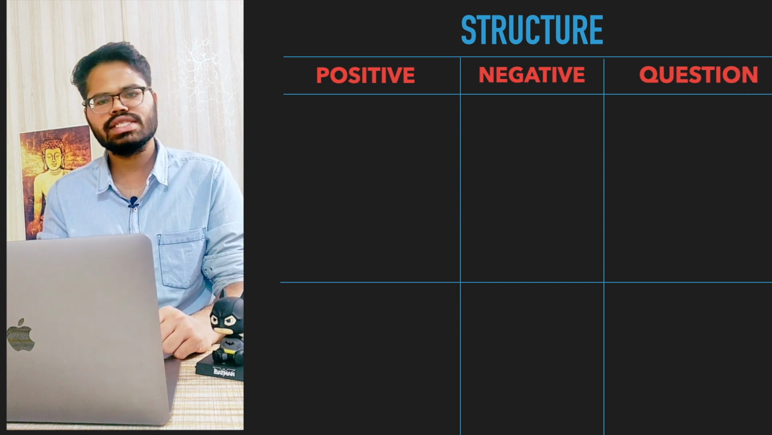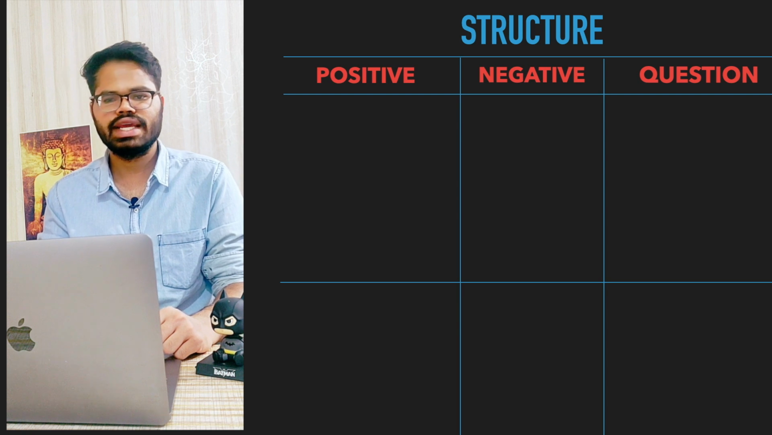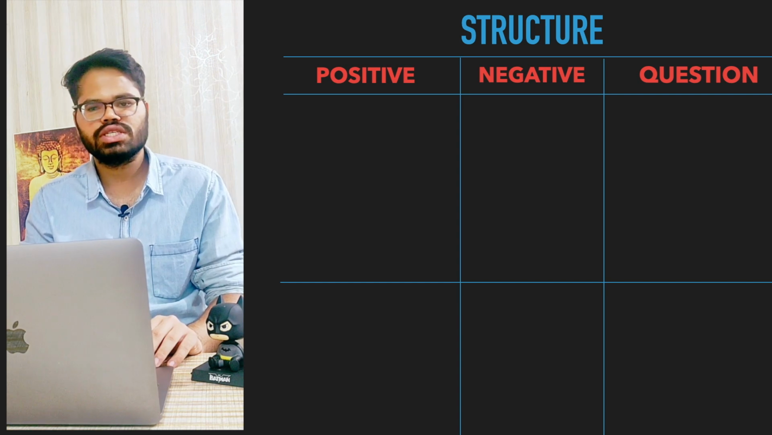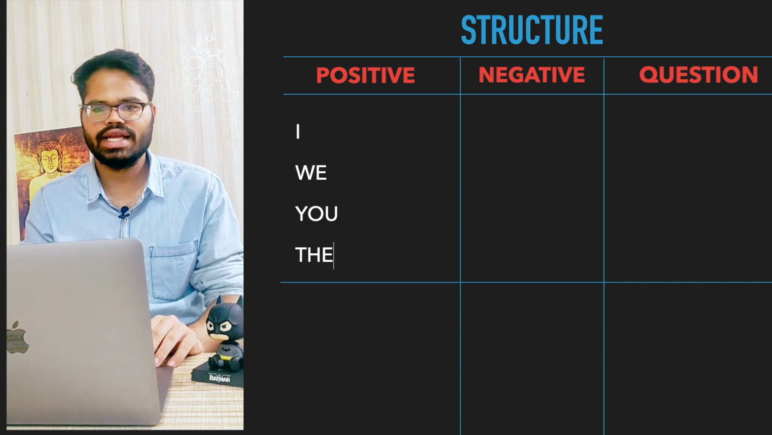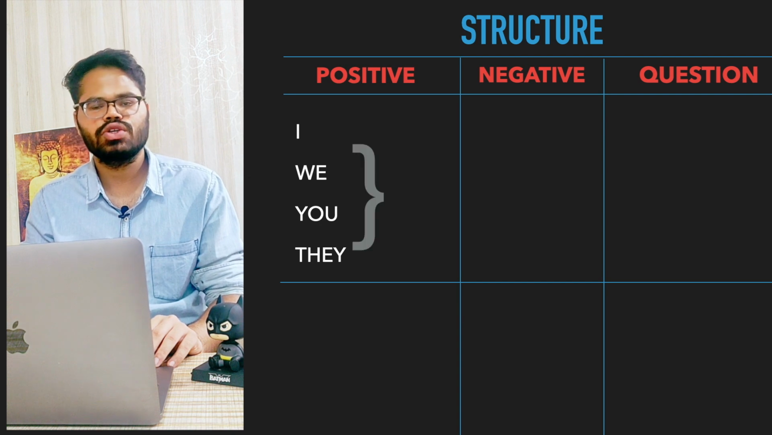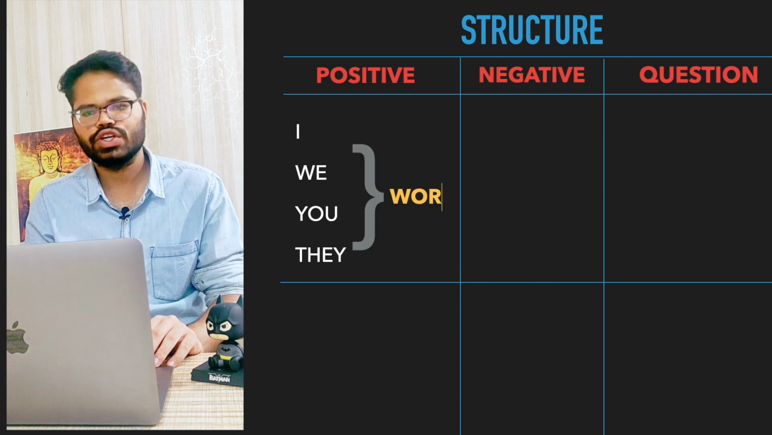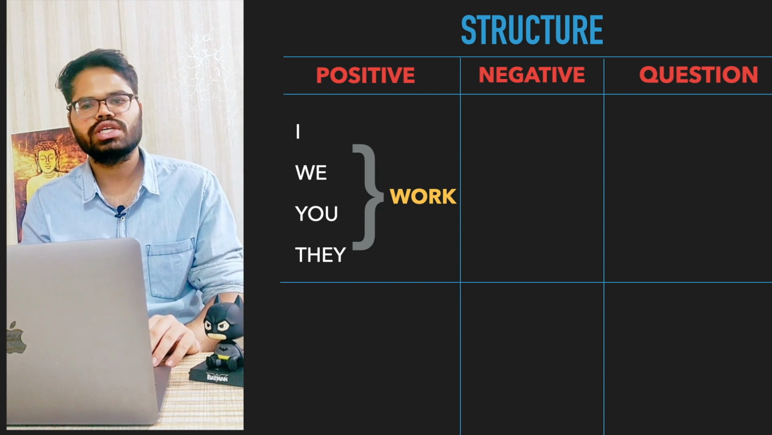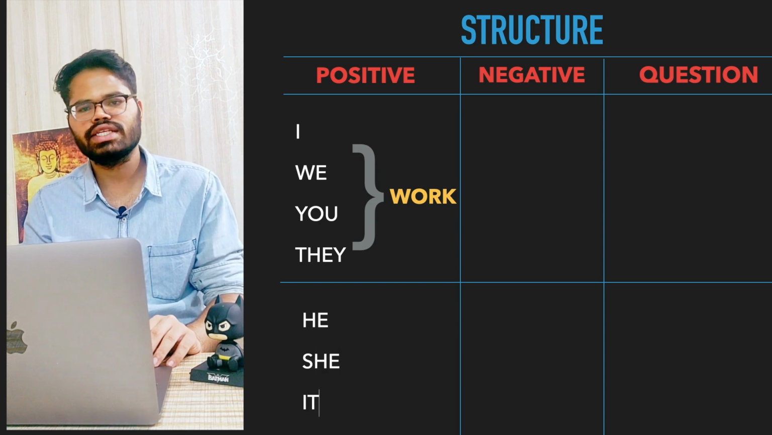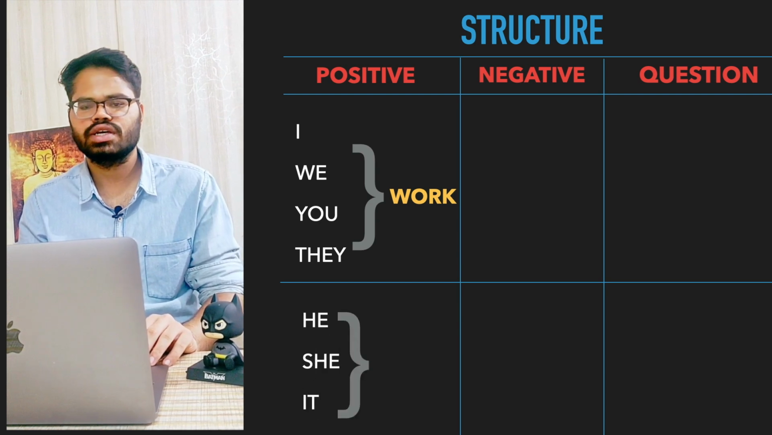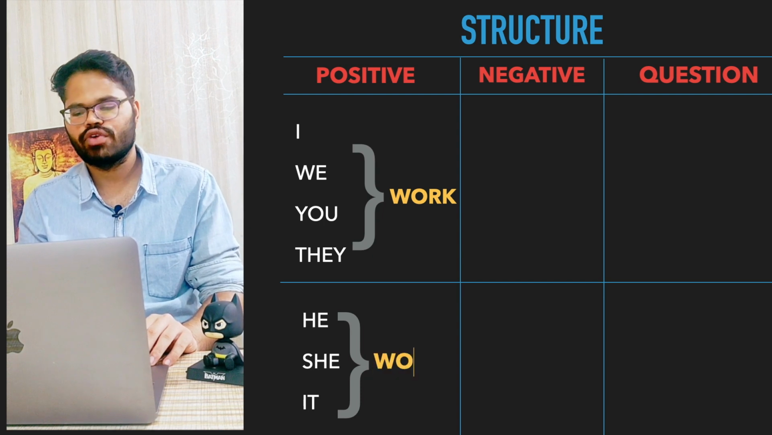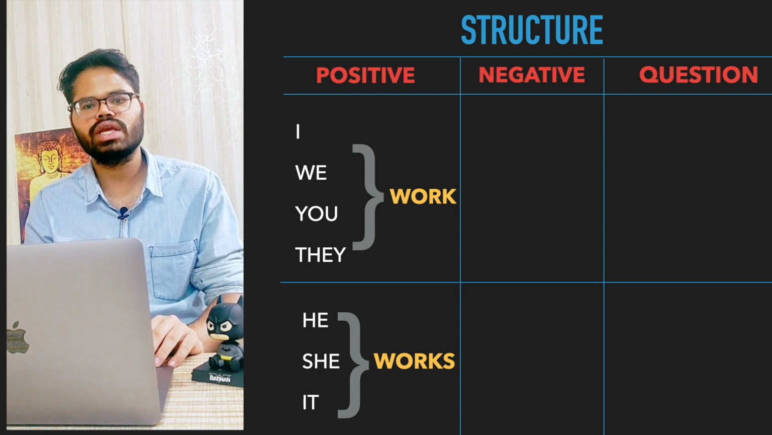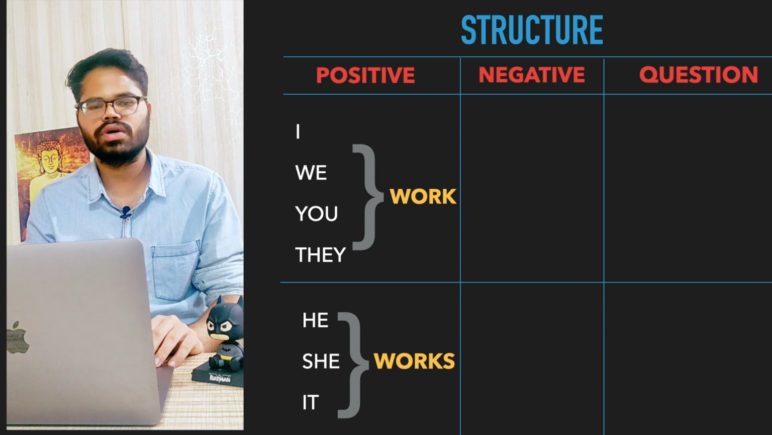We will discuss in detail how to form positive, negative, and interrogative sentences using simple present tense. To form a positive sentence, all you need to do is add base form or the first form of the verb to the subject I, we, you, they. That's it. That's all that you need to do. But when your subject is he, she, or it, you require s or es to be added to your verb. For example, here I have written he works. So that is something you have to keep in mind. This is known as subject-verb agreement.